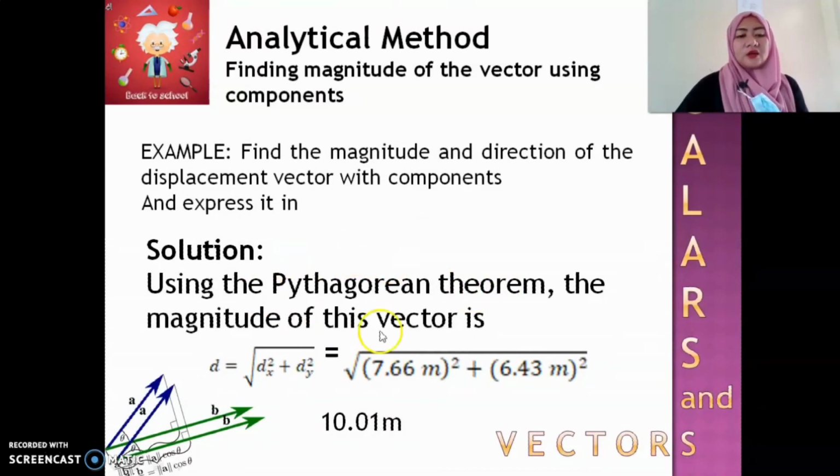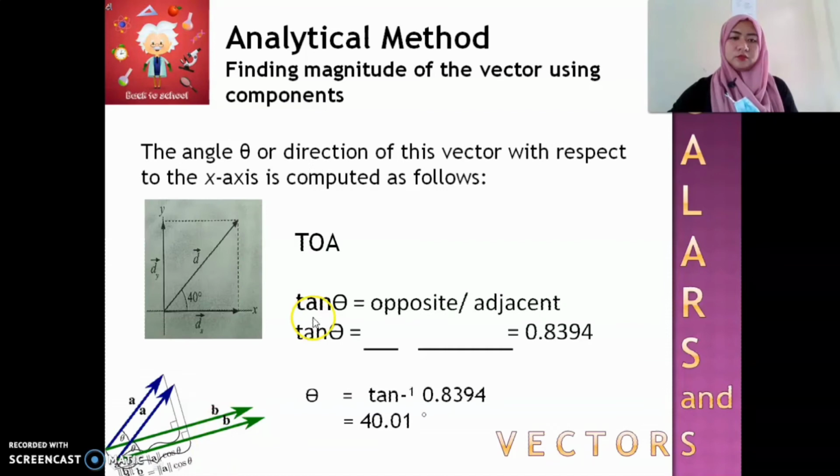How are we going to do that? Recall our Pythagorean theorem, a squared plus b squared is equal to c squared. So displacement is equal to the square root of x component squared plus our y component squared. You just substitute the value of our x and y components and approximately you will get the final answer of 10.01 meters.